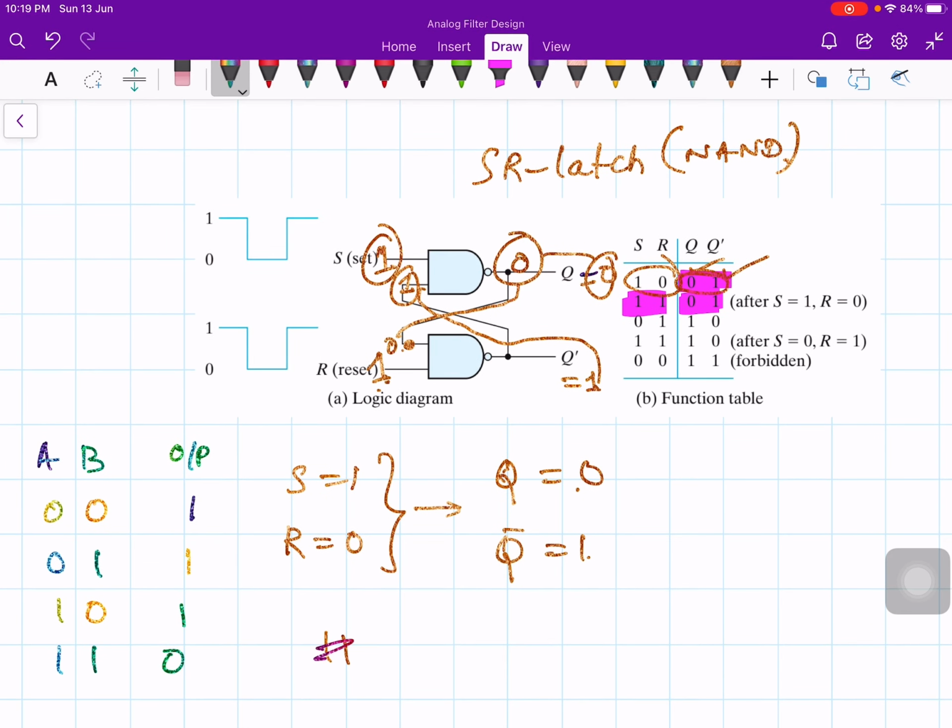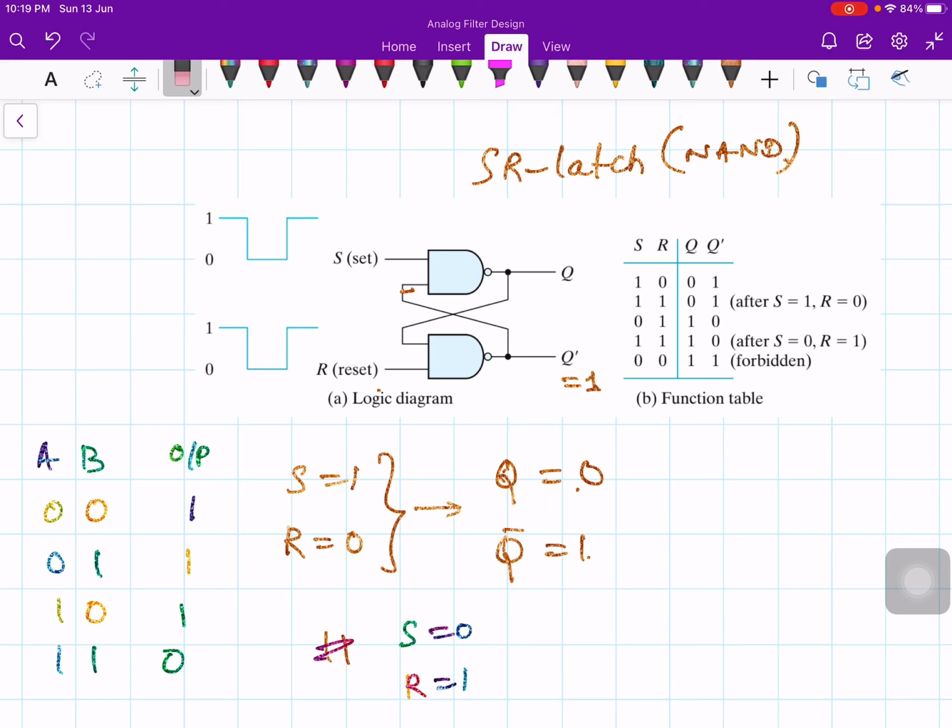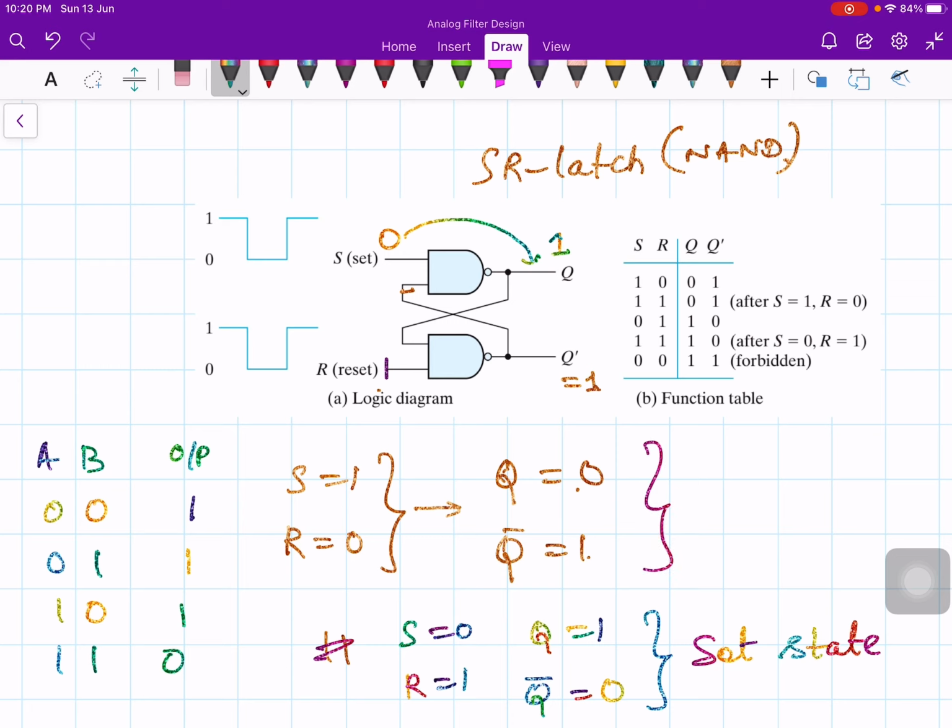Now you apply S equal to 0 and R equal to 1 in this diagram. Now how do you analyze this? If any one input is 0, then output will be 1. So therefore Q is equal to 1. If Q is 1, then what about Q bar? Q bar is 0, that's it. This is called a set state, and this one is reset state. And again if you apply 1, 1, no change from the previous condition.